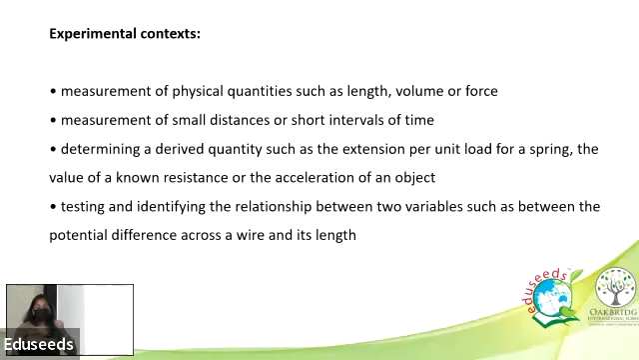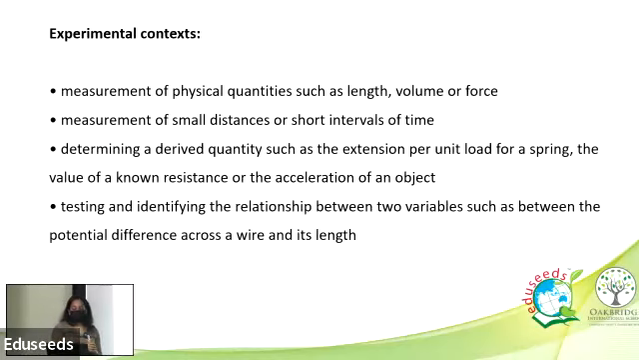Measurement of physical quantities such as length, volume, or force. You have to measure the parameters on the diagram. And then measurement of small distance or short interval of time, usually this is under the speed topic. Determining a derived quantity such as extension per unit load for a spring. Usually they ask like density, where you have to combine the quantities, okay, derived quantity.